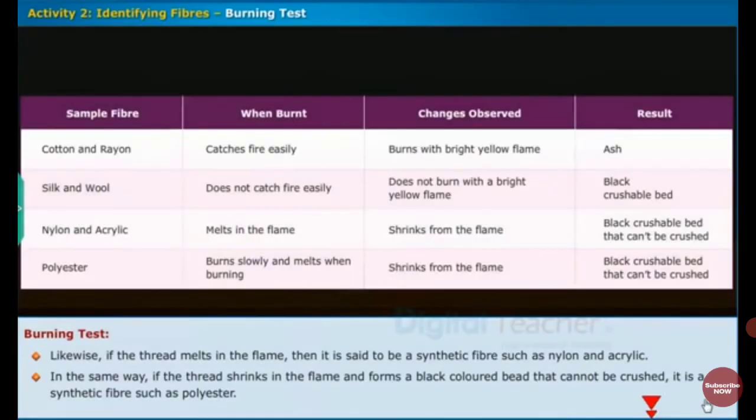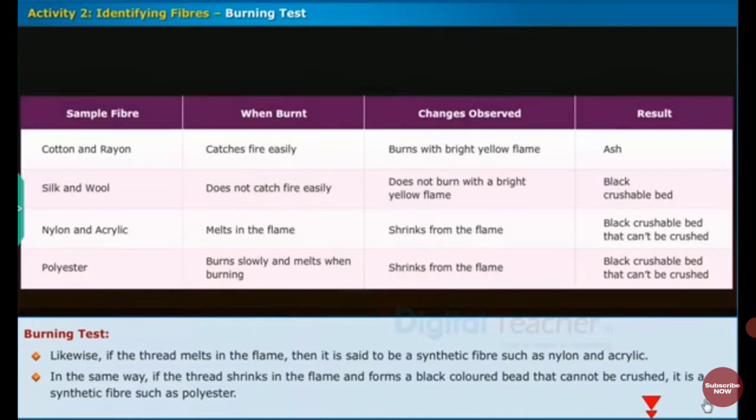You can see here, if the fiber is cotton or rayon, it catches fire very easily and burns with a bright yellow flame and gives ash as the result. So you can say that this thread is rayon or cotton. When you take the thread of silk or wool, it does not catch fire very easily and does not burn with a bright yellow flame.